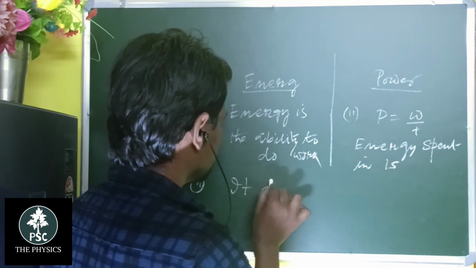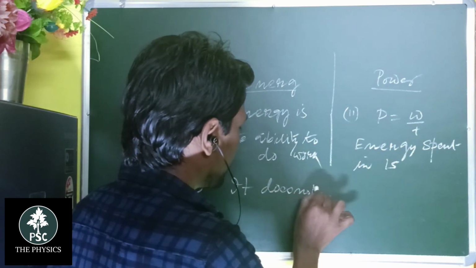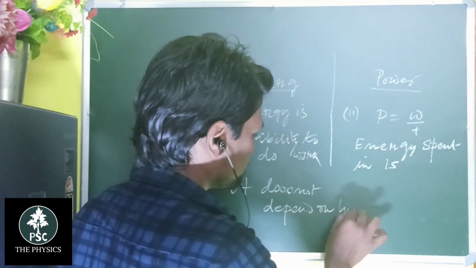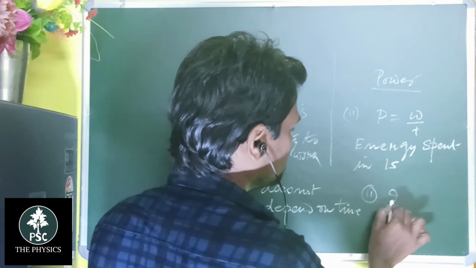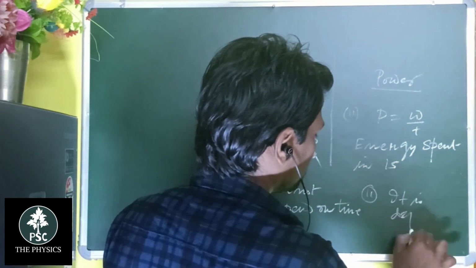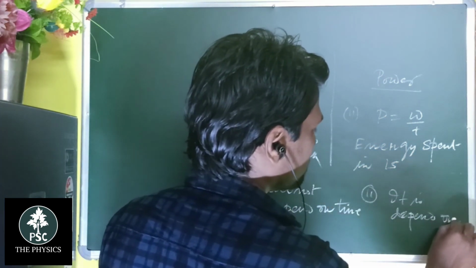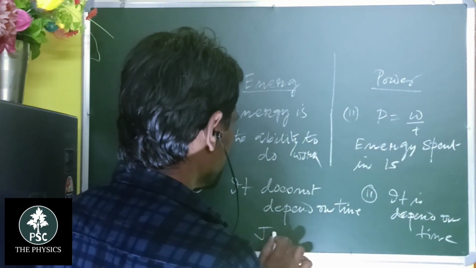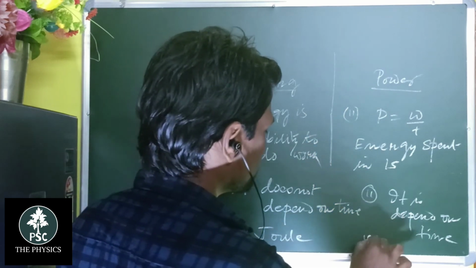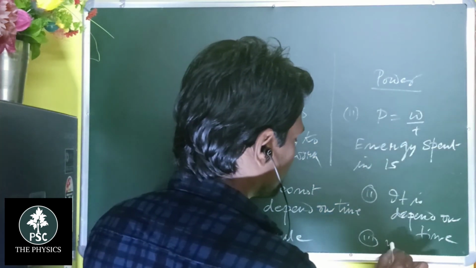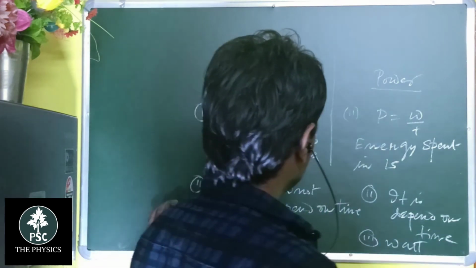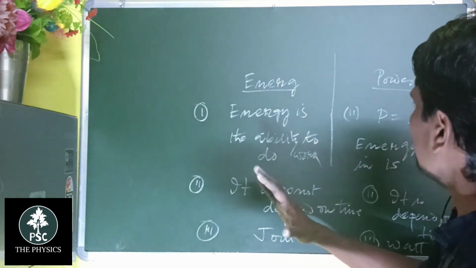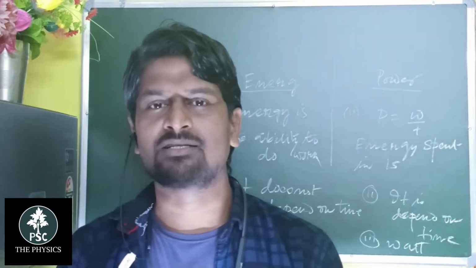And energy doesn't depend on time, but power depends on time. And the third one is the unit. The unit of energy is joule, but the unit of power is joule by second, that is watt. So these are the basic information we can give, that is the energy and power. What is the difference between energy and power?